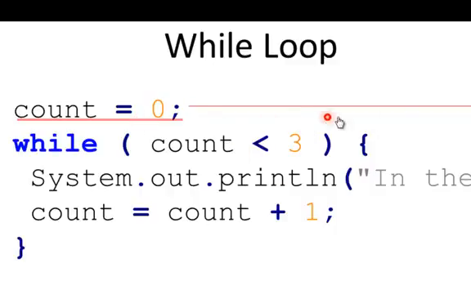Count equal to 0. We'll initialize what's called the iteration variable. Count is the iteration variable that will control how many times this loop spins. We'll put a 0 in it to start.